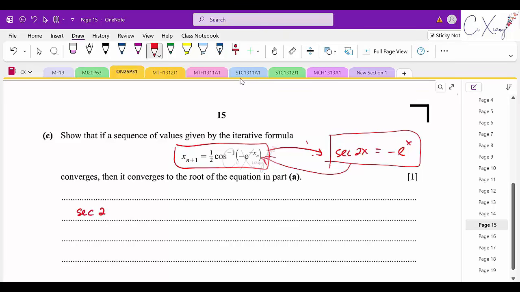Alright, so I'm having secant 2x equals negative e power x. This is the original equation that I have in part A. I'm going to do it slowly. From my answer here, I can observe the cos, so I try to change my secant 2x into something with the cos first.